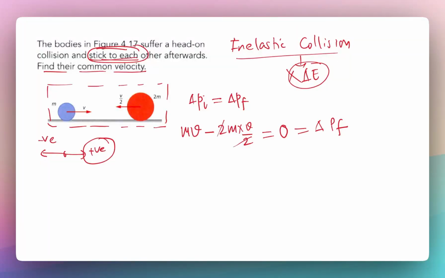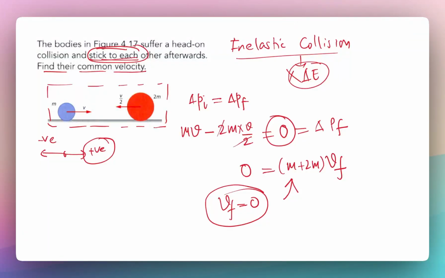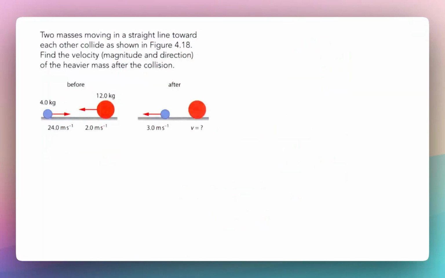Okay, so for the final momentum, because both the balls stick together, the mass is going to be m plus 2m, the final mass of the body when they stick together, which is 3m, times v final, the velocity of the common object. We have just found that the initial momentum is equal to 0, so this will also be equal to 0, and because the mass cannot be 0, my v final is going to be equal to 0. This is how simply, without using energy conservation in case of an inelastic collision, we can solve this kind of question pretty easily. So now look at another question, the next one.